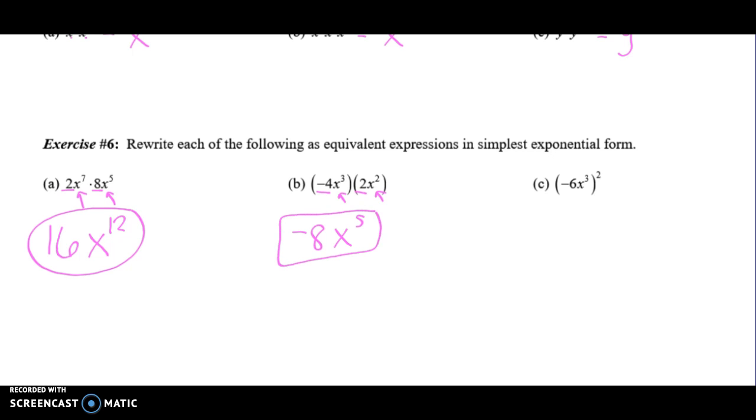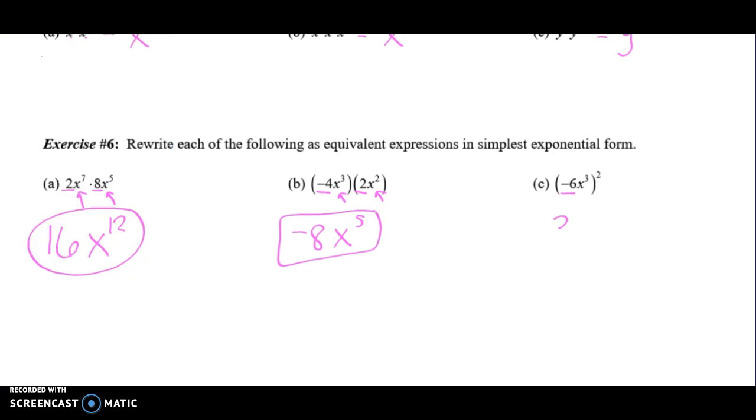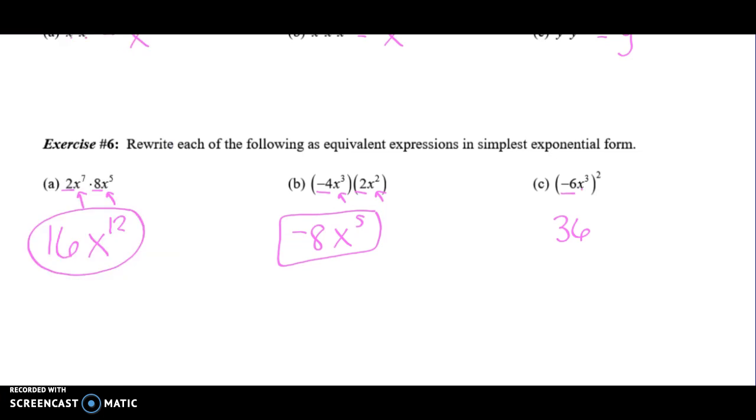So last, negative 6x cubed to the 2nd power. Means I do negative 6 squared. So pay careful attention when you go to do something like that in your calculator. You have to put the negative 6 in parentheses before you square it because your calculator automatically does order of operations and it'll give you the wrong answer if you don't. Your other option is to actually type negative 6, hit enter, and then square it. But if you just type negative 6 squared, it'll do 6 squared and then multiply by negative 1, you get the incorrect answer. And then x cubed to the 2nd power.